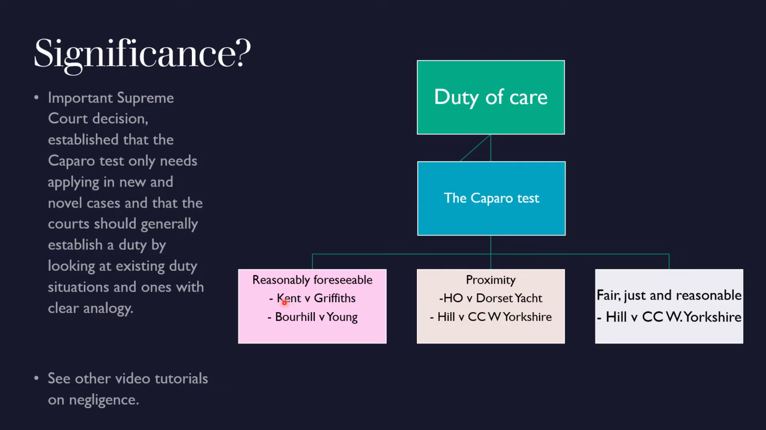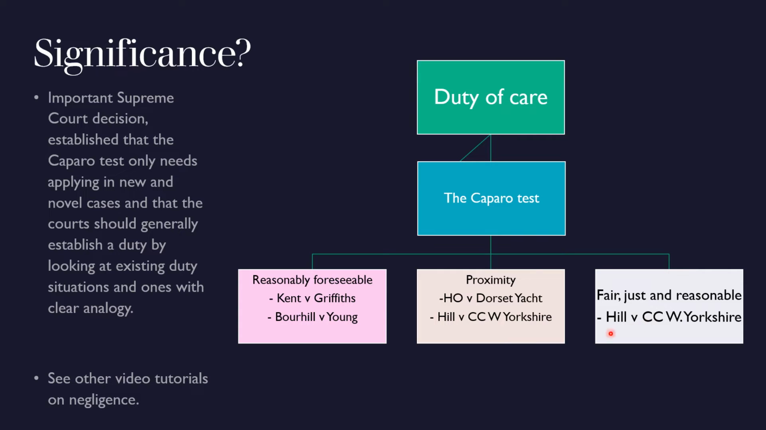So in Kent and Griffiths, it was reasonably foreseeable that the claimant would suffer more harm when there was a delay in the ambulance arriving. And in Bourhill and Young, it was not reasonably foreseeable that the claimant would suffer a stillbirth after hearing a motorcycle accident. In terms of proximity, there was a duty in Home Office and Dorset Yacht, but there was not sufficient proximity between the police and the claimant in the case of Hill, because the police had no idea who the next victim or the last victim of the Yorkshire Ripper would be.